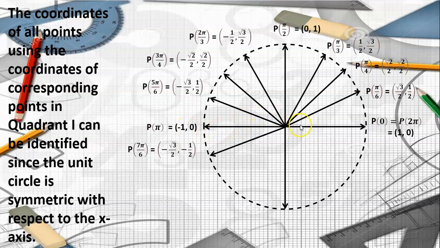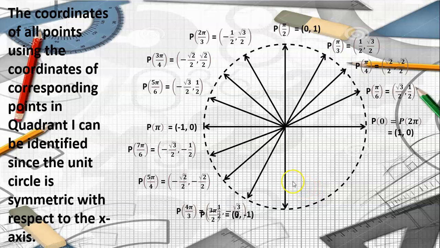So we have P of 7 pi over 6, P of 5 pi over 4, and then P of 4 pi over 3. So dito naman, our x and y are all negative. And then we have here our P of 3 pi over 2, or 270 degrees. Ang coordinates niya is 0 and negative 1.